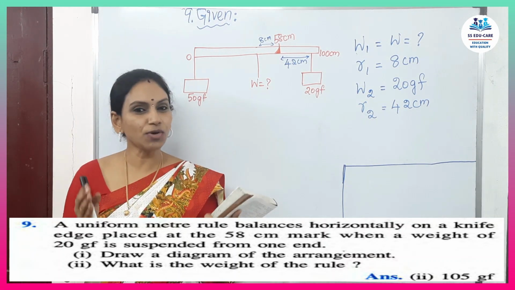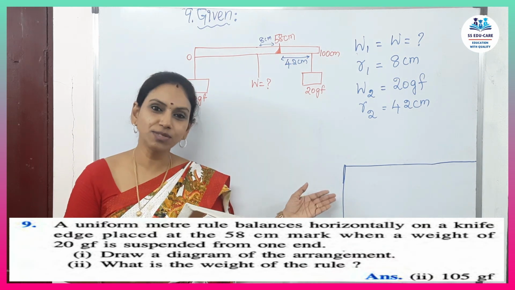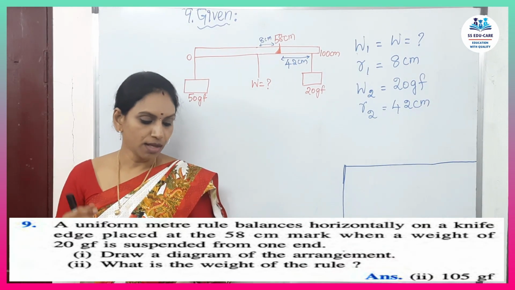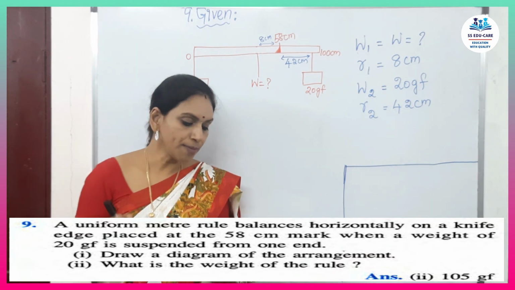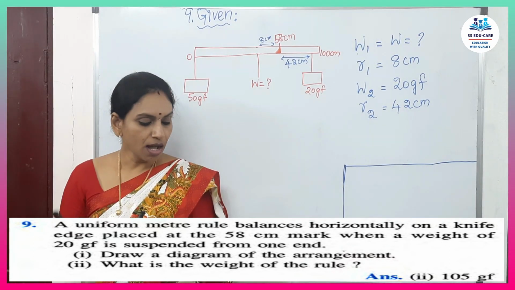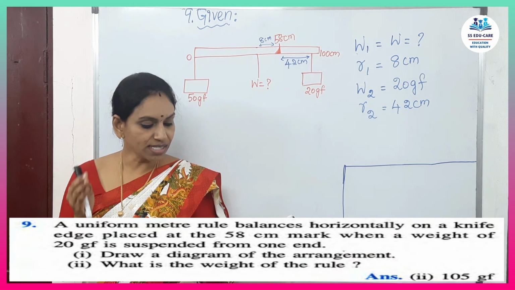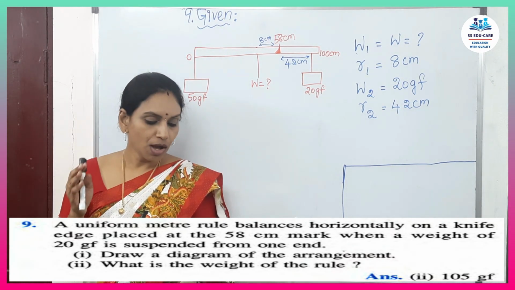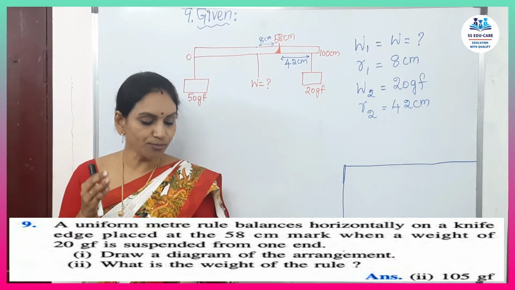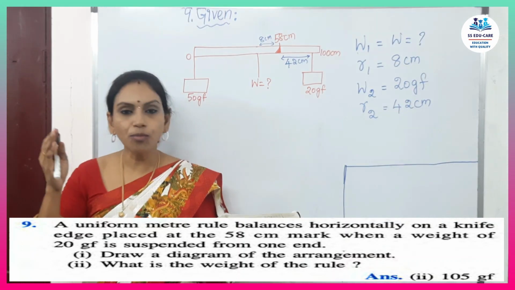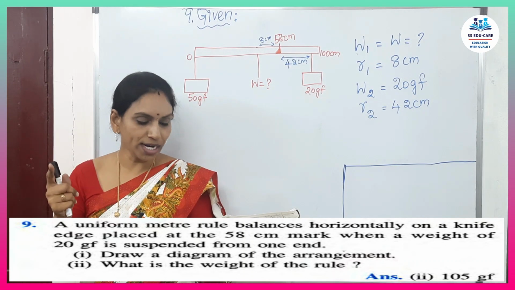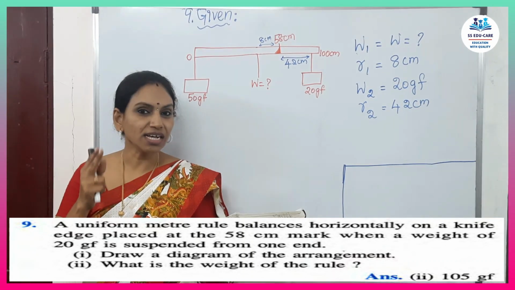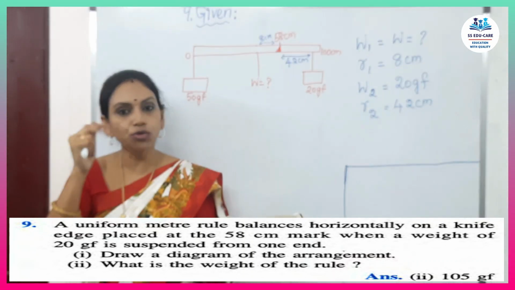Next is numerical number 9. Let me read out the question for you. The question is displayed here. A uniform meter rule balances horizontally on a knife edge placed at 50 centimeter mark. When a weight of 20 gram force is suspended from one end, draw a diagram of the arrangement, number 1, and number 2, they are asking us to find out the weight of the rule.